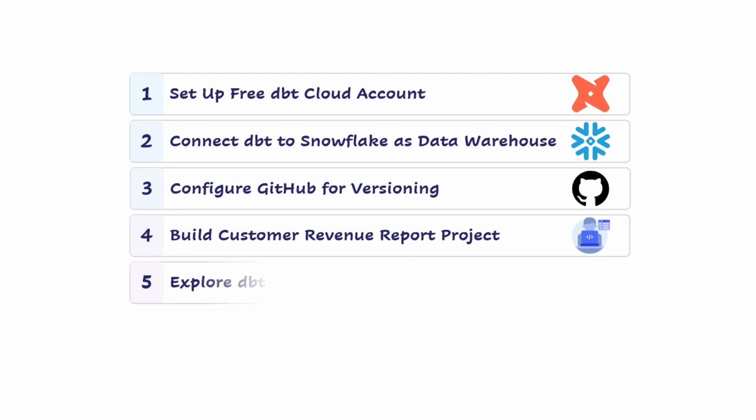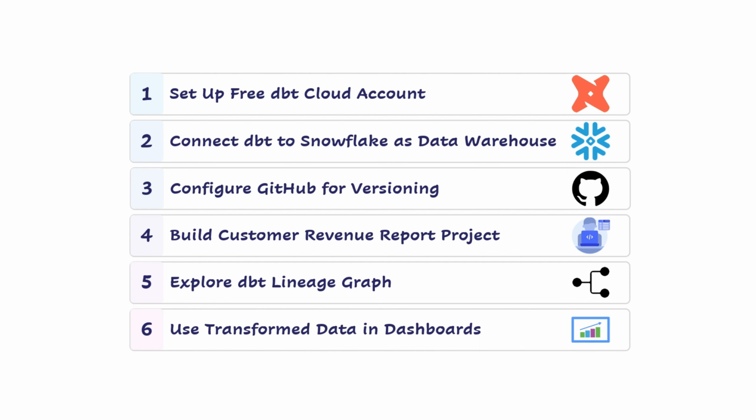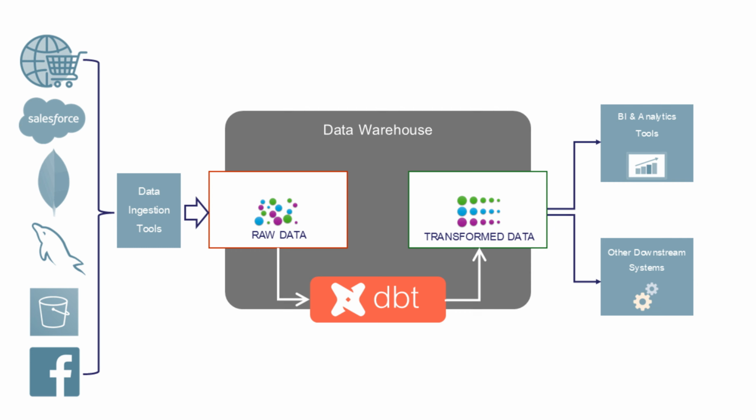We'll also explore how dbt automatically shows the data lineage graph, which is a huge help for developers when debugging and understanding model dependencies. Finally, we'll see how the tables dbt builds can feed into downstream applications, including dashboards and reports. By the end of this video, you'll have a complete end-to-end understanding of what a typical day looks like for a dbt developer. All right, let's jump in.